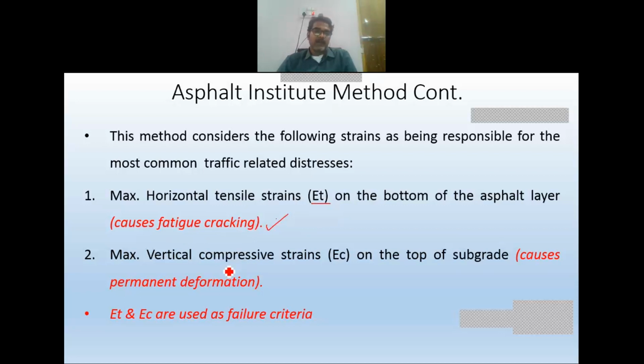Now, there is another chance of failure of flexible pavement, which is due to the vertical compressive strain exceeding the deflection of the subgrade, known as rutting. So we need to consider these two failures, right? This ET and EC are considered as failure criteria. We need to keep both strains within the limits. Therefore, any flexible pavement can be designed based on two criteria: one is fatigue and the other one is rutting.